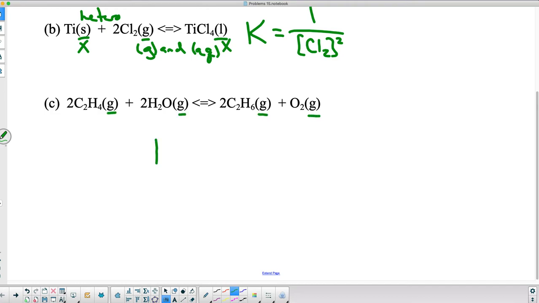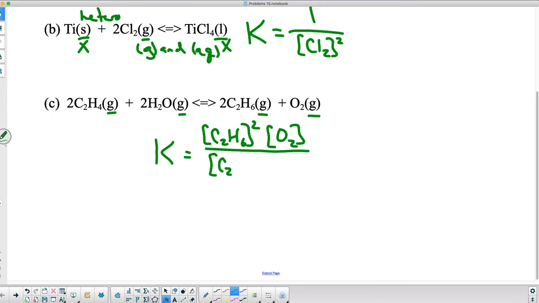Excellent. Let's keep going. Looks like the next one is also going to be homogeneous because they're all gases. So that works for us. That means K is going to be, and now I have 2 products and 2 reactants. Let's start with the first one. I can go C2H6 for this, and that's a 2 up there. The next one is O2, which has no coefficient, so there is no exponent. The next ones, for the reactants on the bottom, are C2H4 with an exponent of 2, and then of course H2O, and an exponent. Just like that, and this is homogeneous.